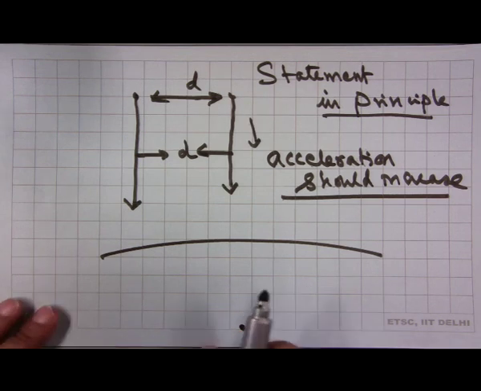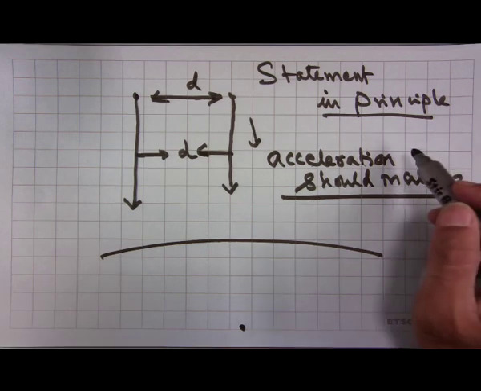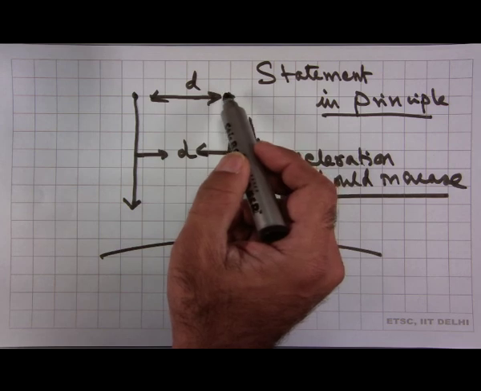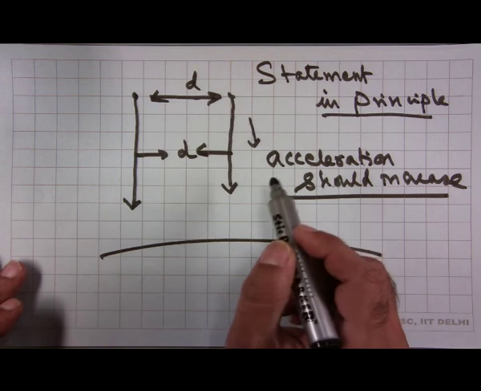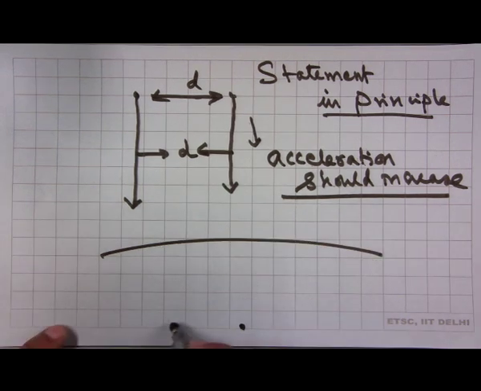And what is it? The first one is that the acceleration should increase as the body falls down. And if two bodies start with a separation d, then the distance between them should keep on decreasing as they fall, because both of them fall towards the center. This is a highly exaggerated figure.